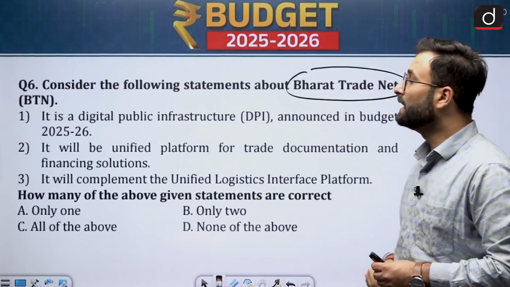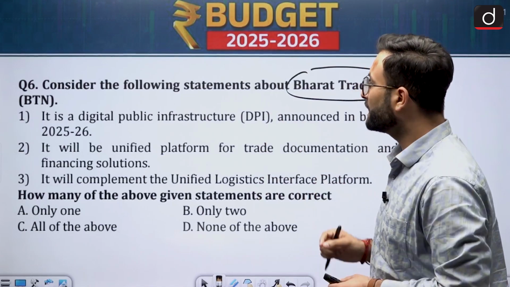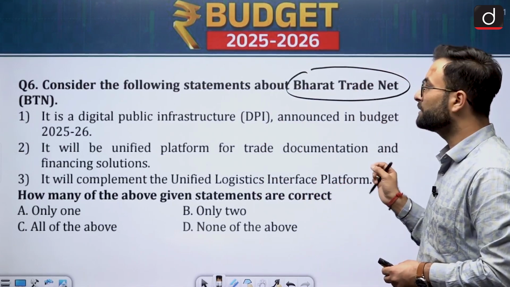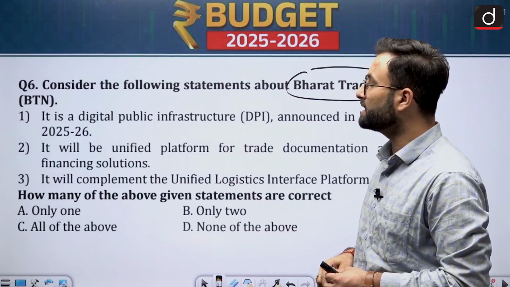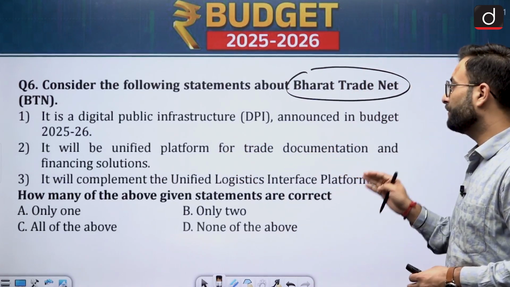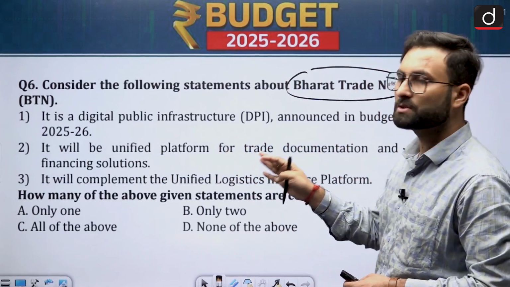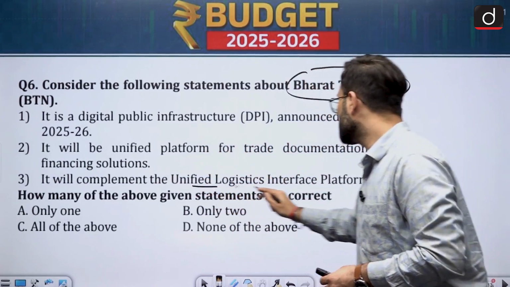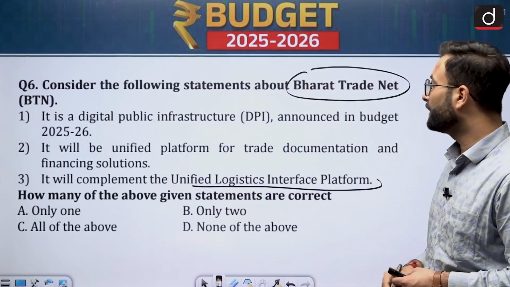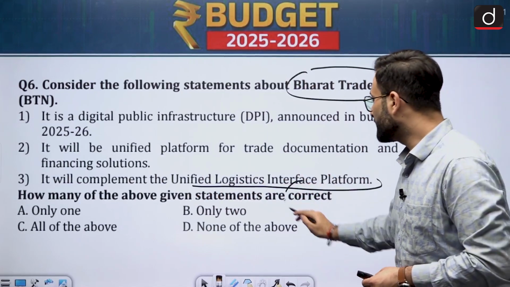Okay, coming to the next one, the statements are: it is a digital public infrastructure, that is DPI, announced in budget 25-26. Okay, so that is there. Other than that, statement second is it will be a unified platform for trade documentation and financing solutions. Statement 3 is it will complement the Unified Logistics Interface Platform. You have to choose the statements which are correct.